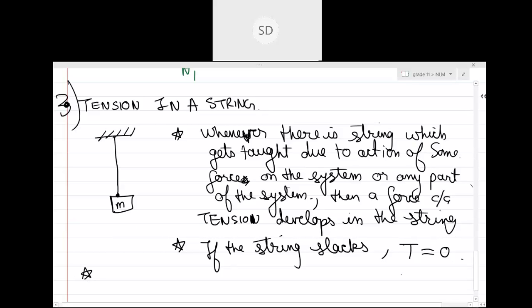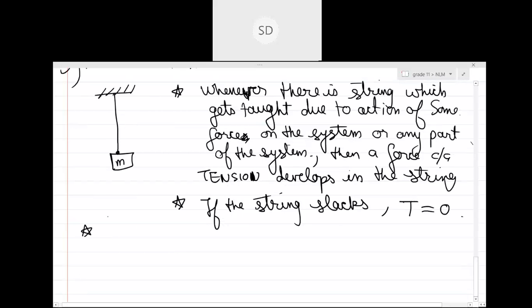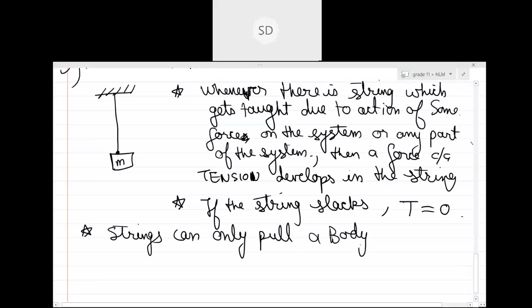This is a very common-sense thing, but I think I should write it over here. Always remember, strings can only pull a body. When the string gets taut due to the action of some force on the system or any part of the system, some body is hanging, as an example I have given this. There will be complex systems as well. The strings can only pull.